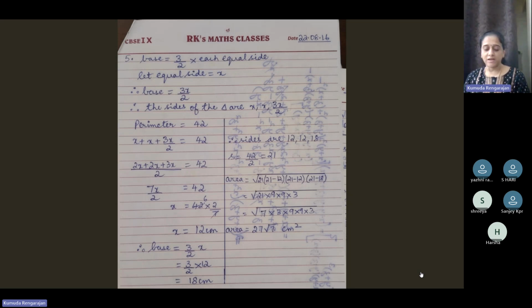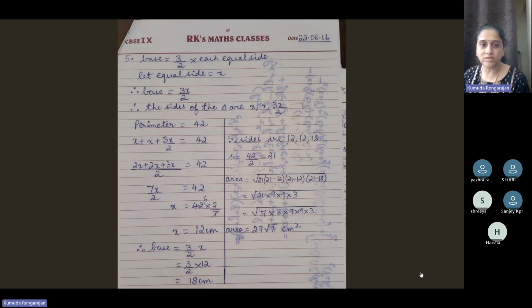Perimeter is 42 and its base is 3 by 2 times each of the equal sides. So if you call the equal sides x, the base is 3 by 2 into x, because 3 by 2 times, times means multiplication. So 3 by 2 times each of the equal sides. So 3 by 2 x.